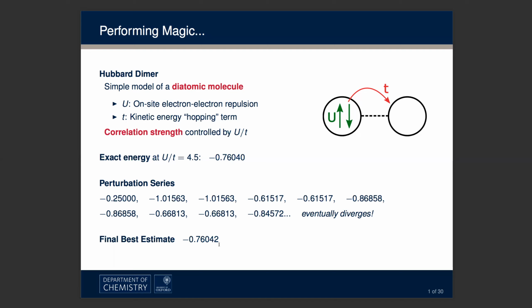I'm going to show you how by the end of the talk, we can get a final best estimate of minus 0.76042, which as you can see is pretty close to the exact value.